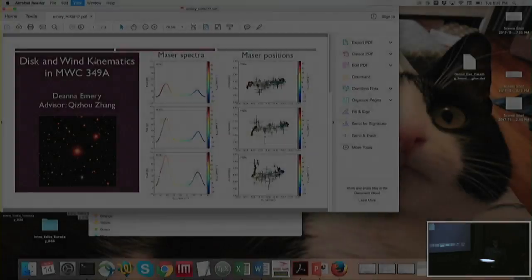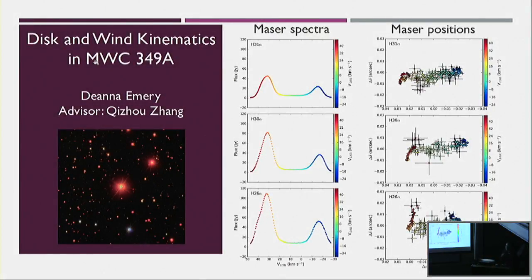So hi everyone, I'm Deanna and I'm working with Chizu studying the disk and wind kinematics around the star MWC 349A, and we're doing this using hydrogen recombination line masers. And why is this interesting? Well, stars evolve and gain mass through accretion from disks around them, and in order for accretion to occur, there has to be some loss of angular momentum. And it is believed that jets and outflows might be the cause of this loss of angular momentum.